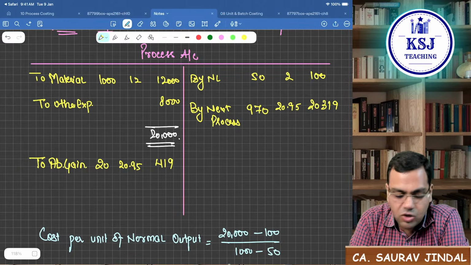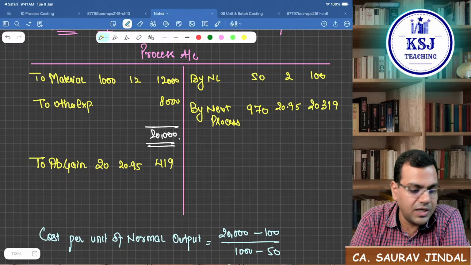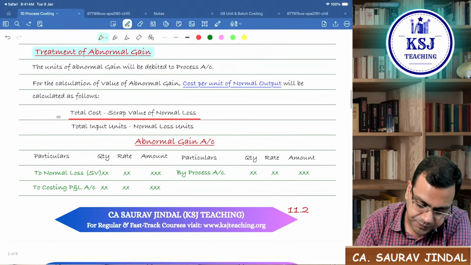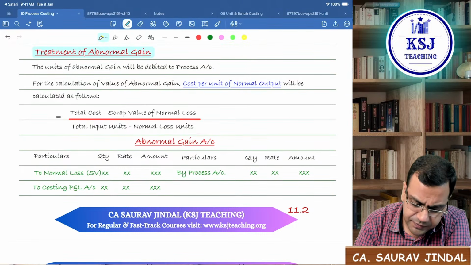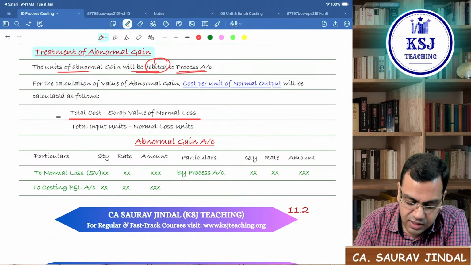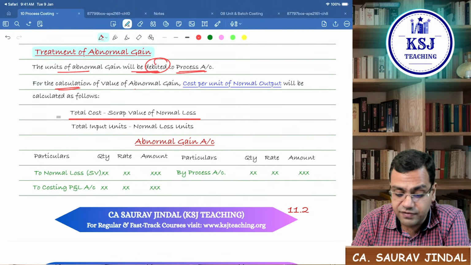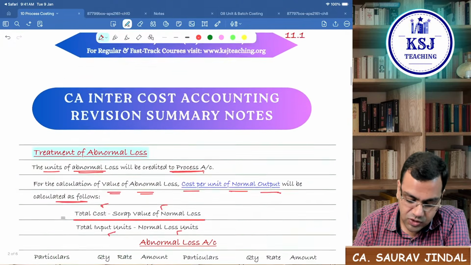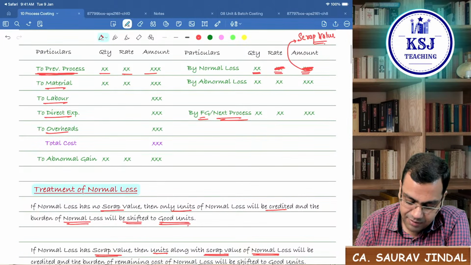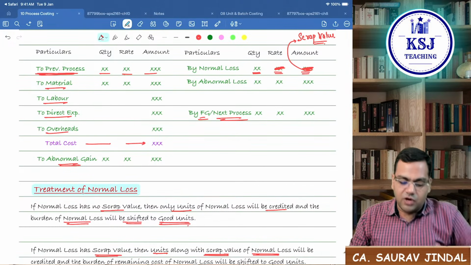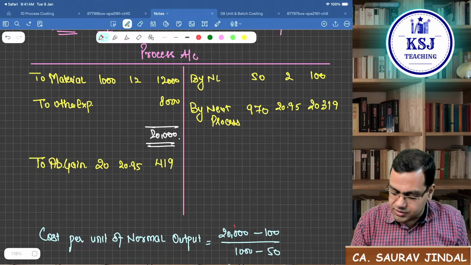This is your abnormal gain, the treatment of abnormal gain in the process account. If you see here, I have already given the units of abnormal gain, which will be debited to the process account. For the calculation of the value of abnormal gain, the cost per unit of normal output will be calculated, right? So when I am writing the abnormal gain, I write one total cost column before the abnormal gain. This cost will be used for this purpose, this one, 20,000.